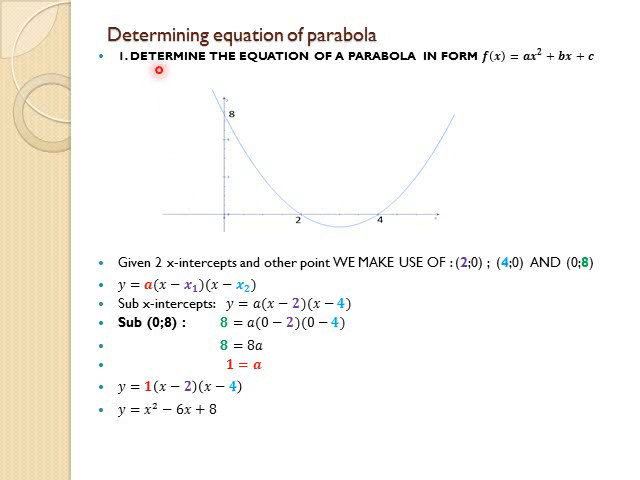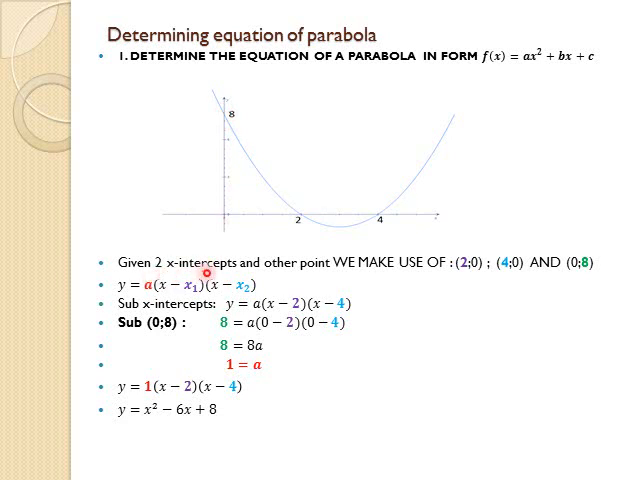Alright, so number 1, they say determine the equation of the parabola in the form f of x equals ax squared plus bx plus c. They've given me a drawing of the parabola. I have the coordinates 2, 4, and 8. You may remember 2 and 4 are touching the x-axis, so they're called x-intercepts, and 8 is touching the y-axis, therefore it's called a y-intercept.